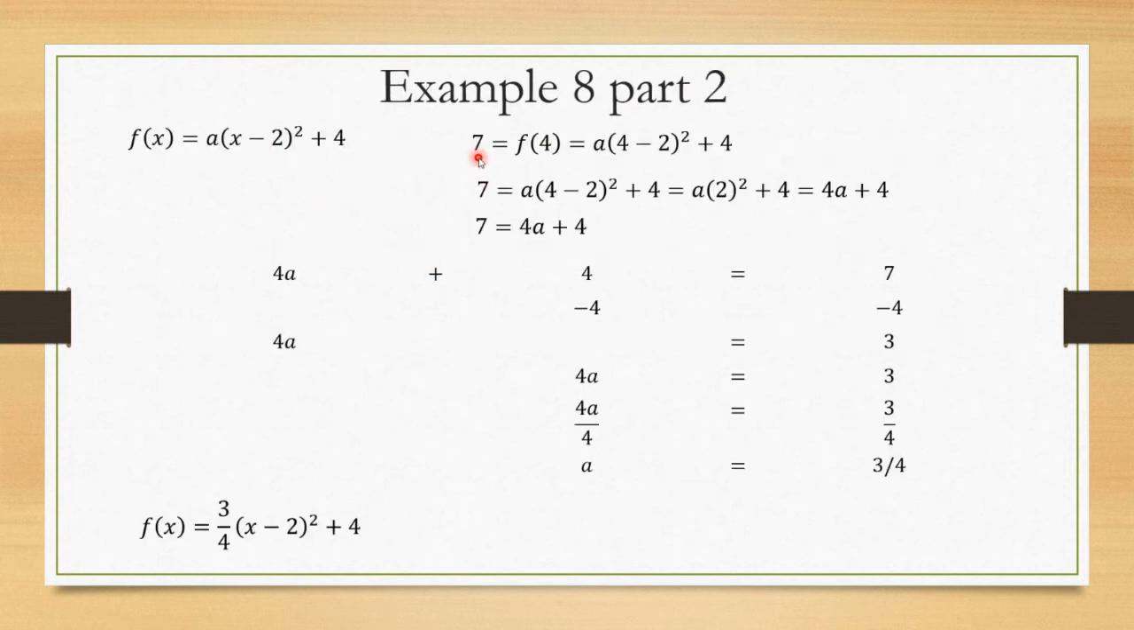So in other words, we have this. 7 is f of 4, right? We know that's true. But we also know that f of 4 is equal to a times (4 minus 2) squared plus 4. So again, we know 7 must be f of 4, and since this equation is true, we get f of 4 must be a times (4 minus 2) squared plus 4. So we have these two equations, and from here, of course, we get this.